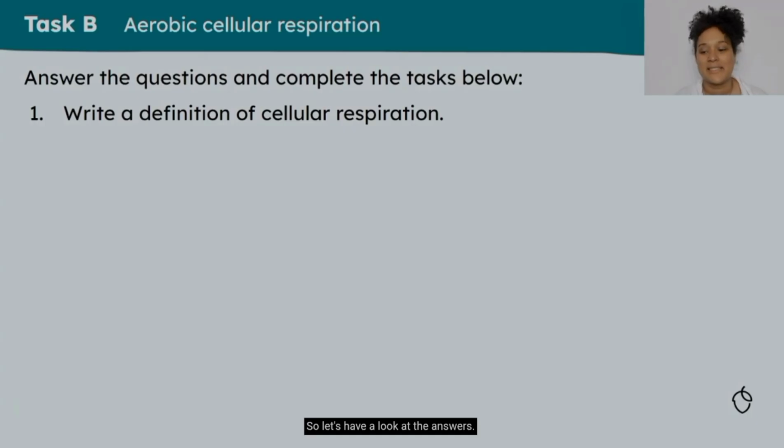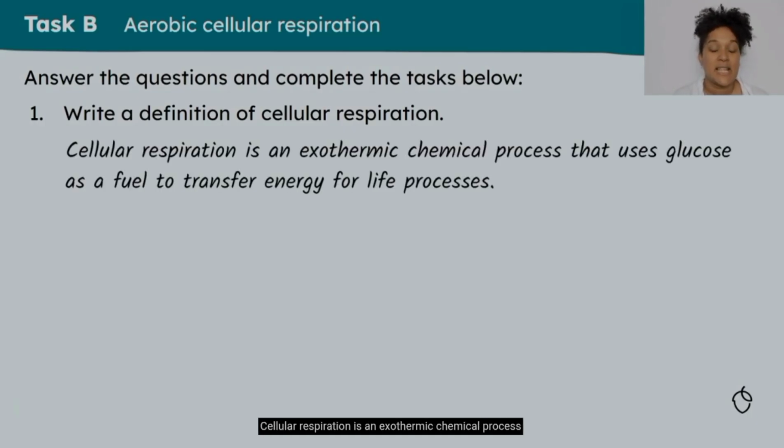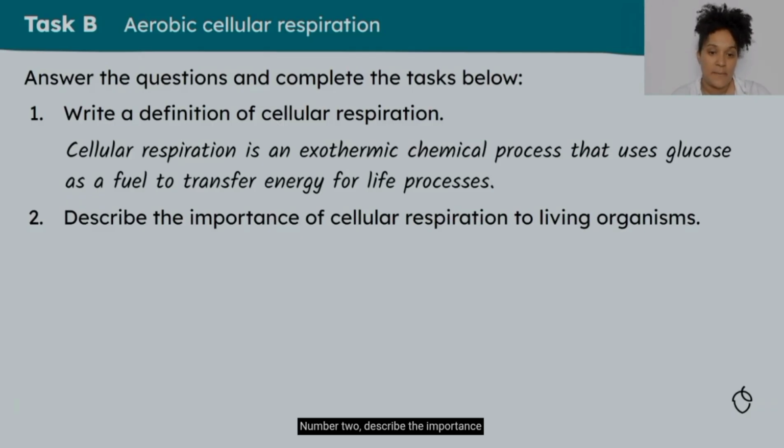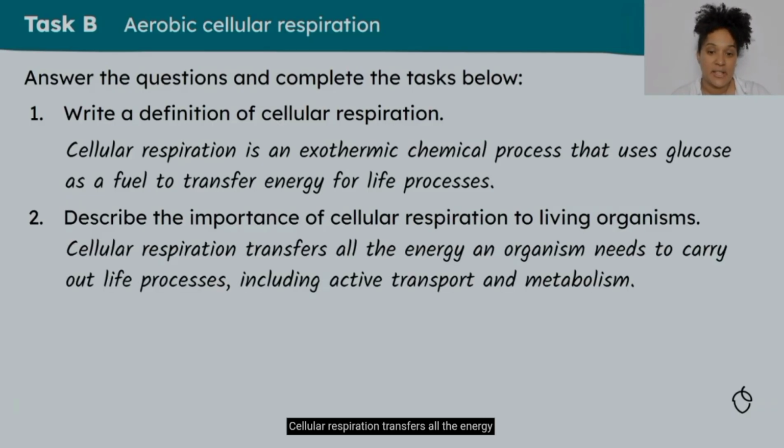Let's have a look at the answers. Number 1, write a definition of cellular respiration. Cellular respiration is an exothermic chemical process that uses glucose as a fuel to transfer energy for life processes. Number 2, describe the importance of cellular respiration to living organisms. Cellular respiration transfers all the energy an organism needs to carry out life processes, including active transport and metabolism.